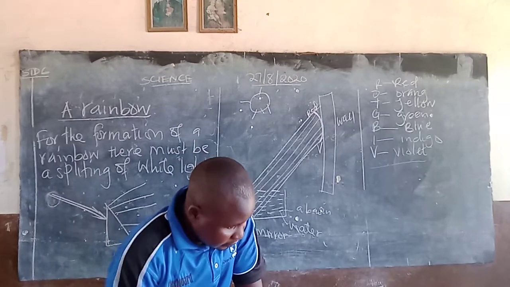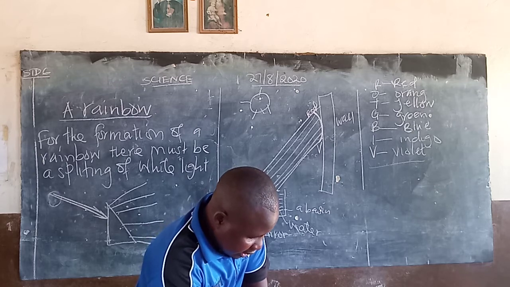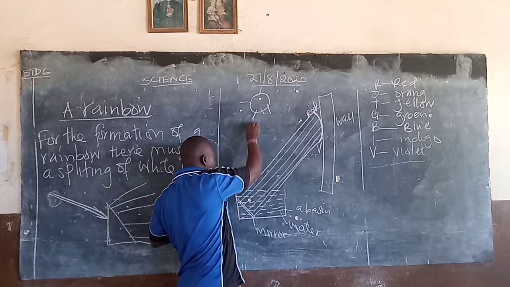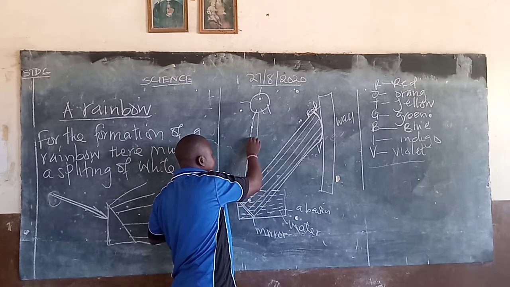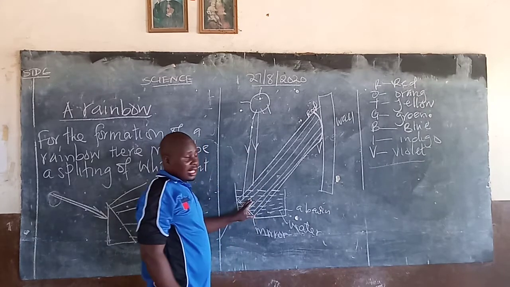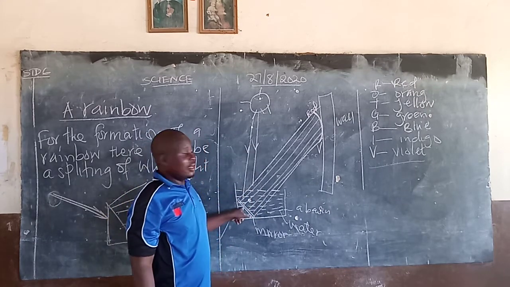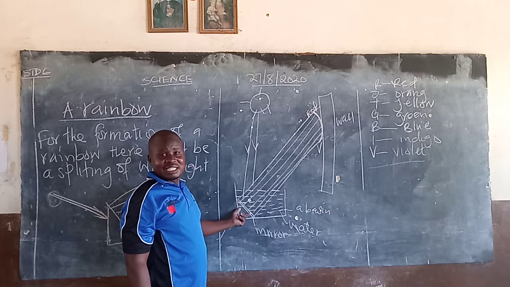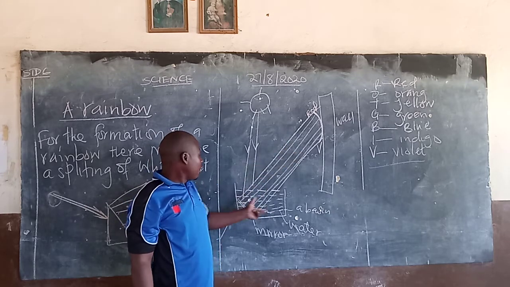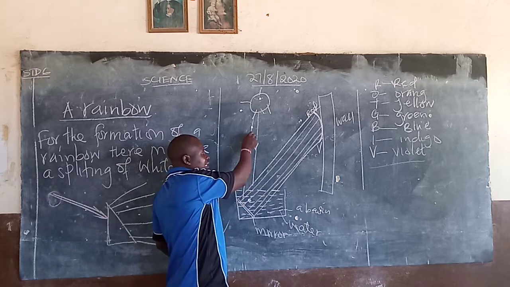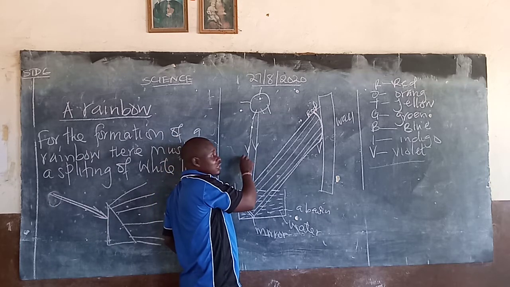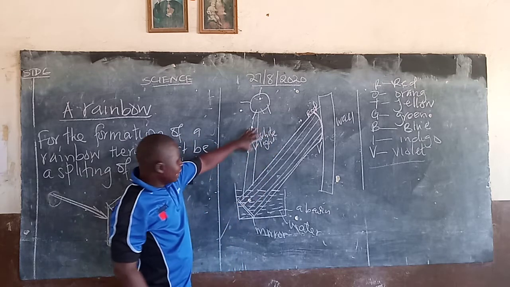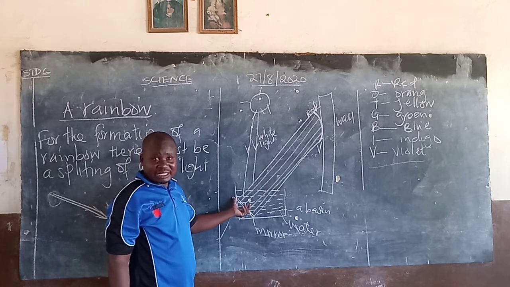Having said that, let me clarify something here. Now, look at this. This is just the sun rays. First of all, the sun rays hit the water and then hit the mirror. When it hits the mirror, it is reflected. Now this light is what we call white light. When the white light reaches the mirror, it splits.